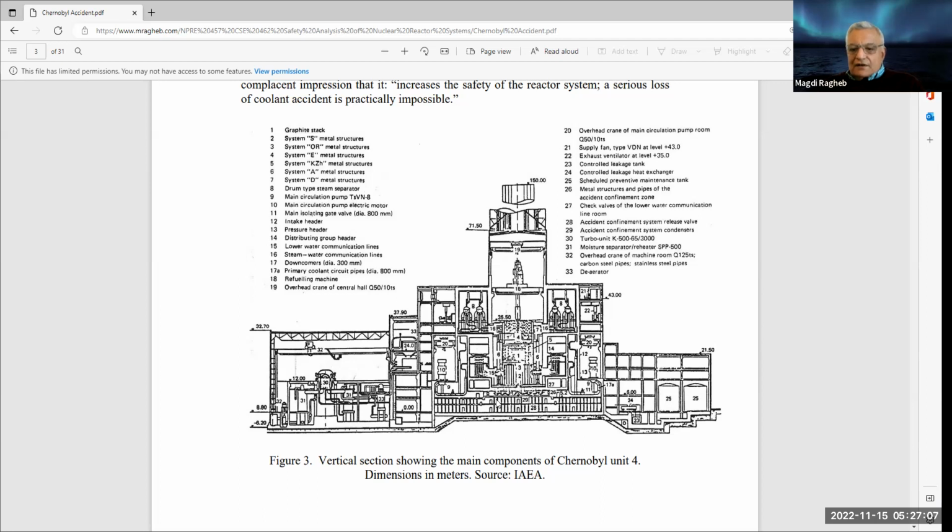The real flaw in the design is here at the bottom of the core. You could see here, if you read the legend for 28 and 29, do you see 28 here? They call it accident confinement system release valve, and 29 accident confinement system condenser. So they had the condenser there right below the core. And that is a flaw in the design, because it seems that the core, as it melted, you had now corium material.